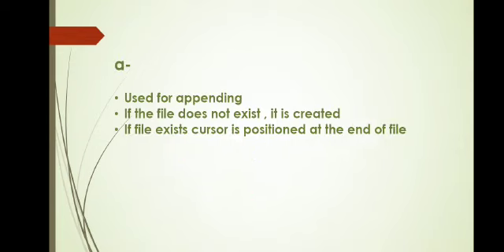Next mode is your A mode. Now A mode is used for appending. A mode also allows you writing the text into the file. But the difference between A mode and W mode is that in W mode, if the file is already existing, it is going to delete the already existing content of the file.